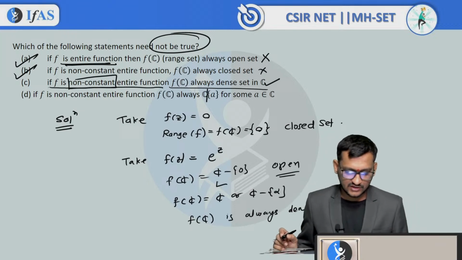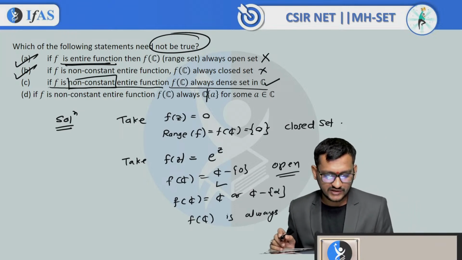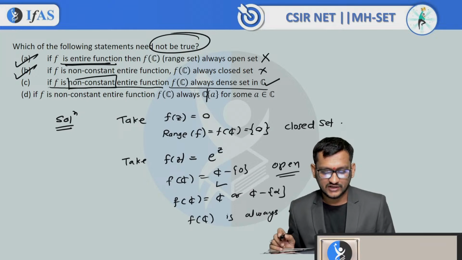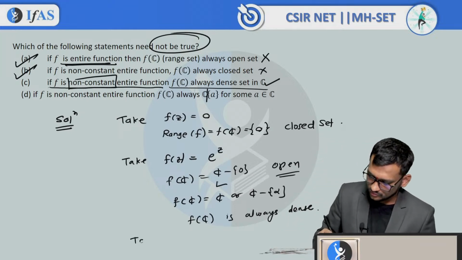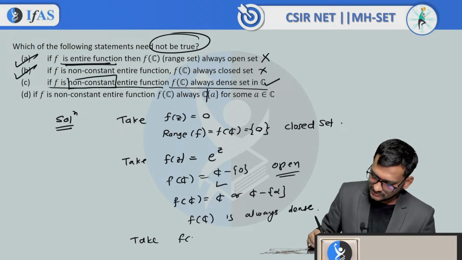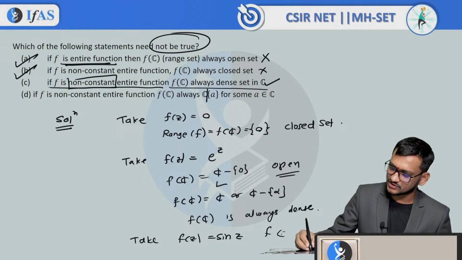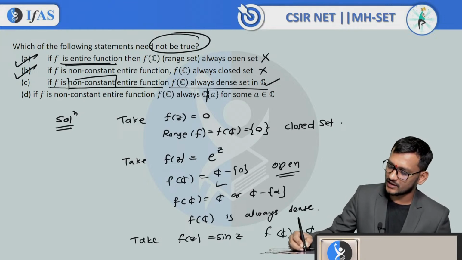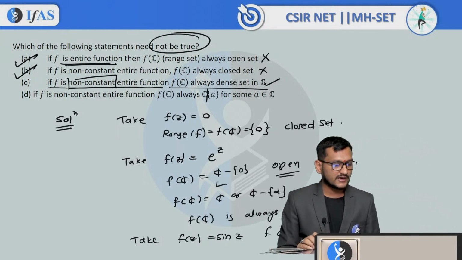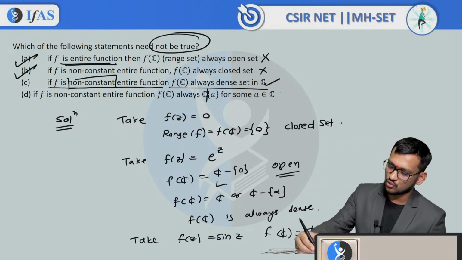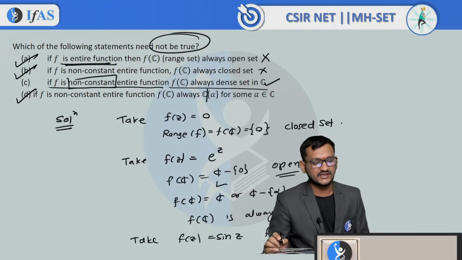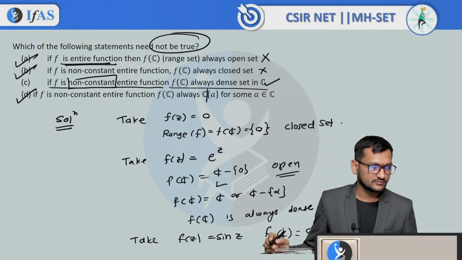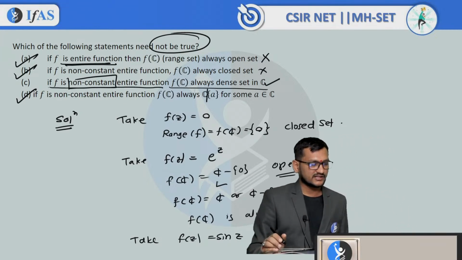Fourth option: if f is non-constant entire function, then f of C is always C minus alpha. No, need not be true. Take f of z equals sin z, then f of C is the entire complex plane. So this is false. So answers are A, B and D. Everybody understood? A, B, D are the answers.